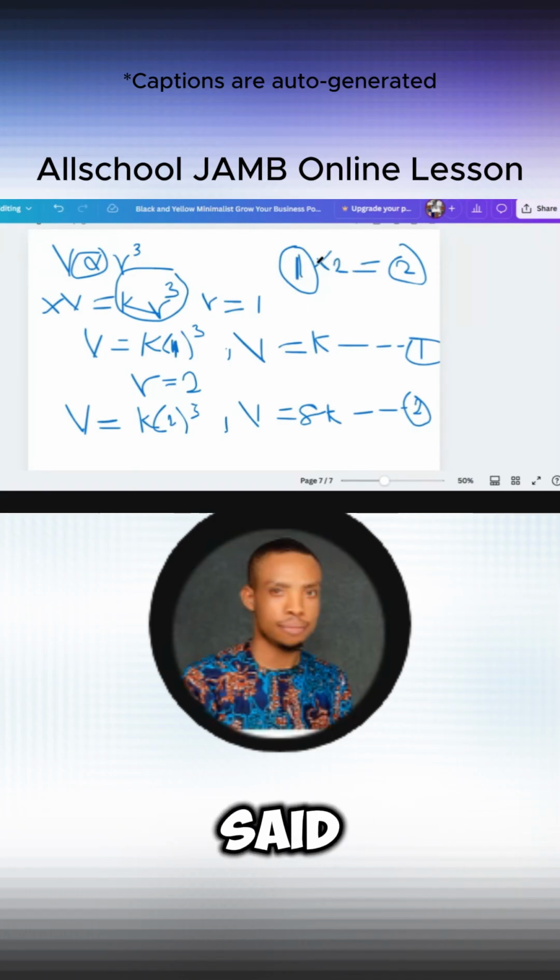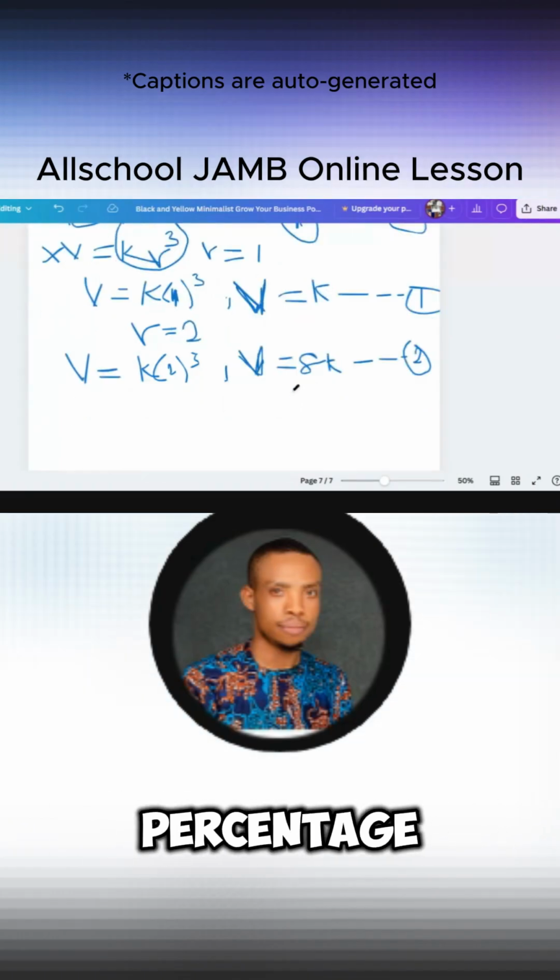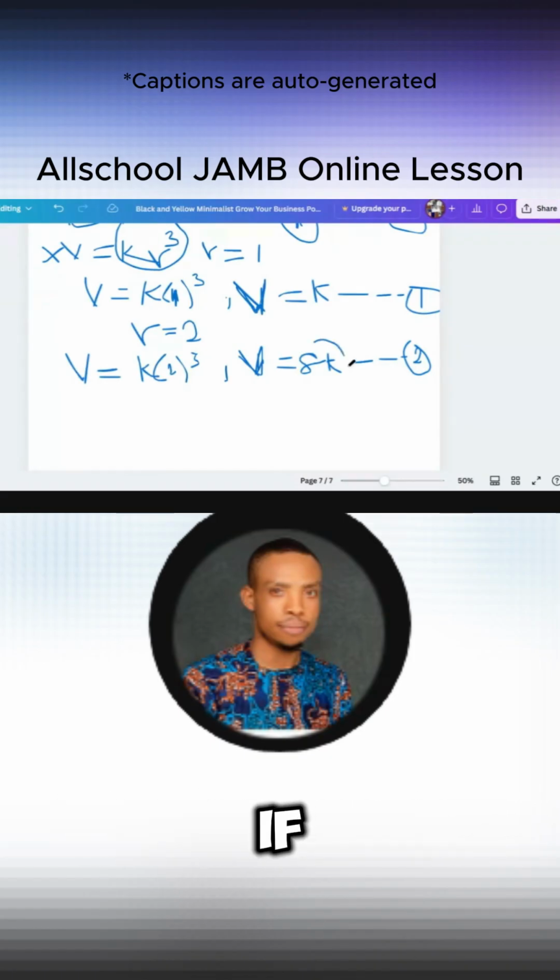The question now said, what will happen if our R is being doubled? It started from 1. The original state was 1. Doubled means times 2. Times 2 of that 1 is 2. That means anywhere you see R, replace it with 2 in this function. So I did that, and I have V equal to 8K. Notice that I have two values for V. V is equal to K, and V is equal to 8K. The question is saying, what is the percentage if it's being doubled?